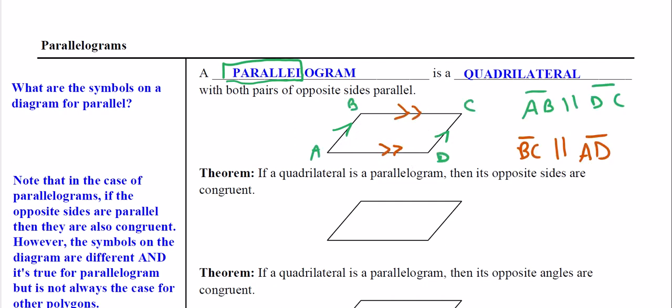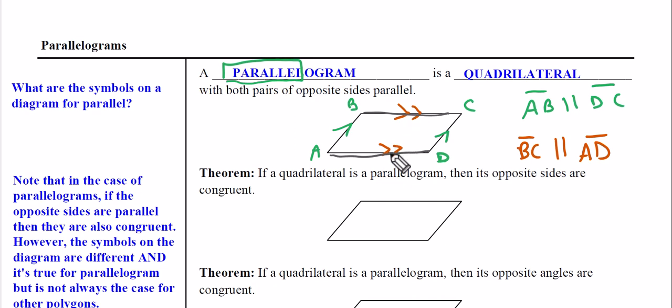So we can make the claim that AB is parallel to DC, right? These little arrows right here represent parallelness. And so these two sides are parallel to each other. And then we can claim that BC is parallel to AD. And so these two sides are parallel to each other. They have the double arrow to connotate that these two in particular are parallel to each other.